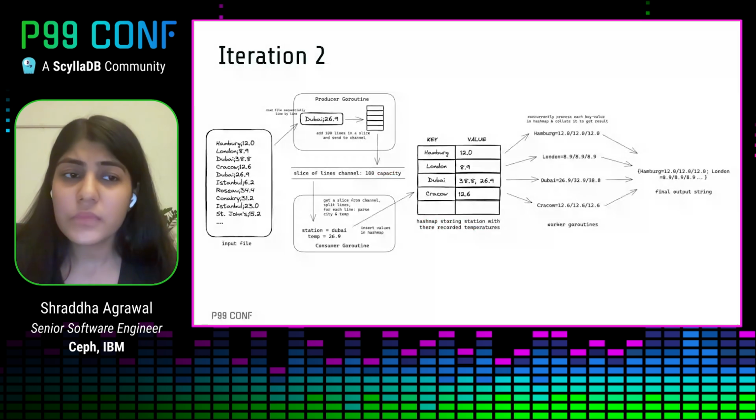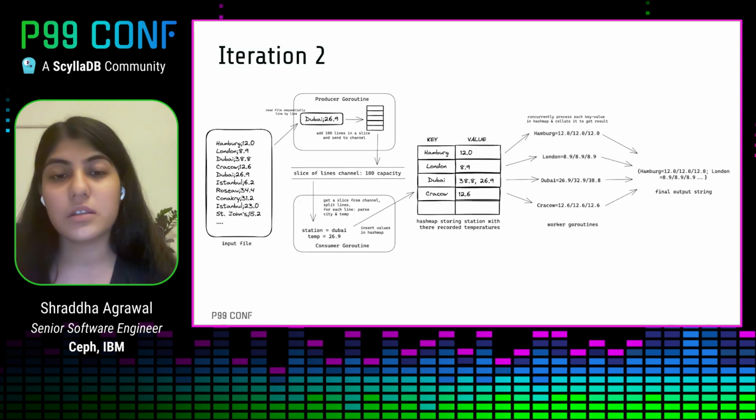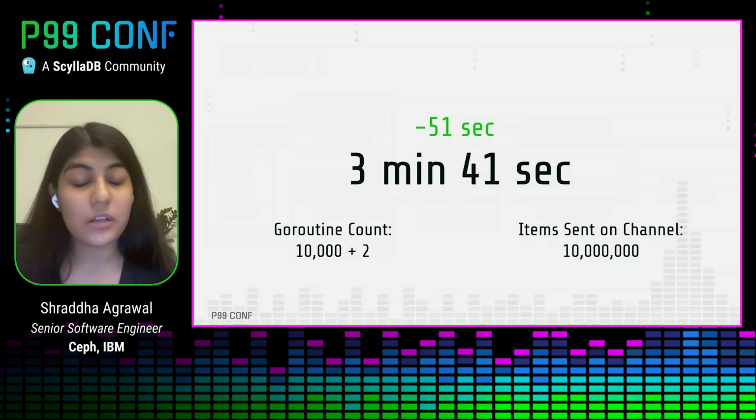We read the file sequentially in the producer coroutine, chunk 100 lines together to form a slice, send that to the slice channel, and then the consumer coroutine parses it, inserts values in the hash map, and so on and so forth. Timing this, we do get a reduction of about a minute, and we land at 3 minutes and 41 seconds. Now, the coroutine count went up by 2 because we introduced a producer and consumer coroutine, and the number of items sent on the channel is 10 million.